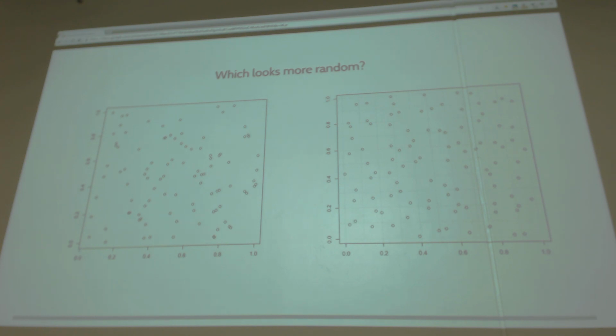Here's an exercise. Here are two sets of 2-dimensional points thrown into the square 1 by 1. And I'd like to ask two questions. One is which of these looks more random, and the other is which will be used to do statistical estimates. Both of them have 100 points.